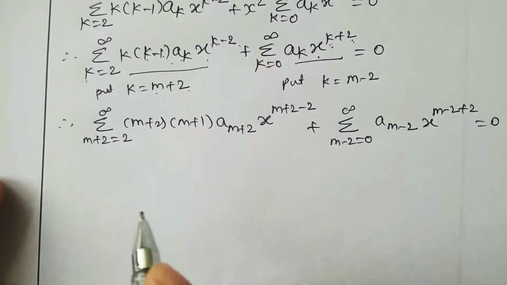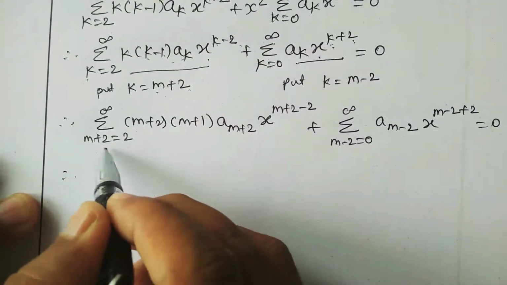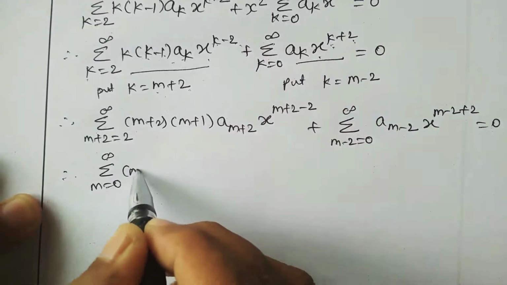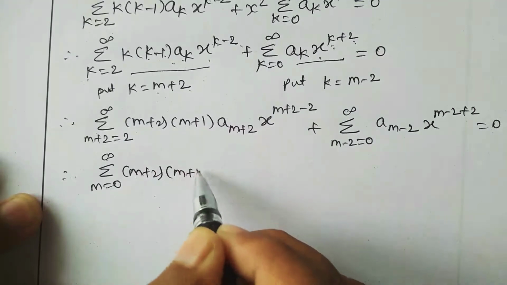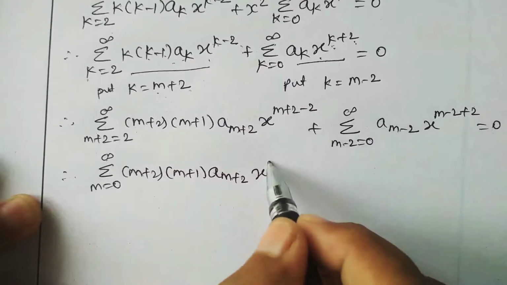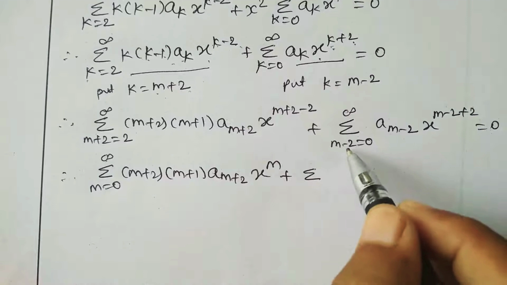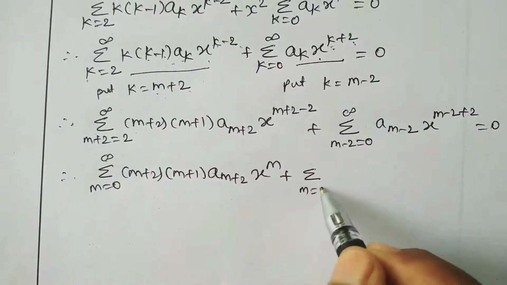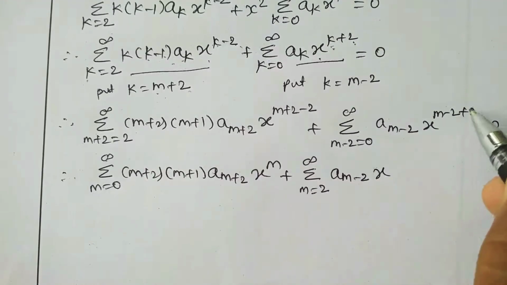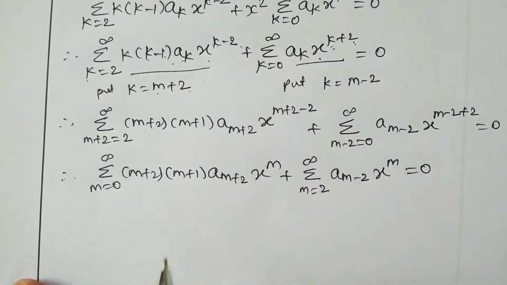Now simplifying, therefore it becomes the summation. This 2 and 2 get cancelled, or this 2 goes to the RHS, it becomes 2 minus 2, 0. So m varies from 0 to infinity, (m plus 2)(m plus 1) a_(m+2) x to the power m plus 2 minus 2, and plus 2 and minus 2 get cancelled, so you will get x to the m. Plus the summation, if this minus 2 goes to the RHS, so m equals 2 to infinity, a_(m-2) x to the power m minus 2 plus 2, get cancelled, you will get x to the m equals 0. So this is the first part.